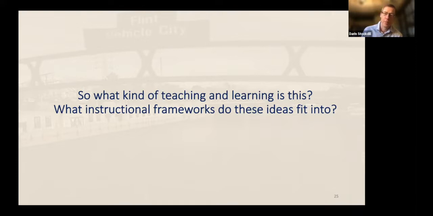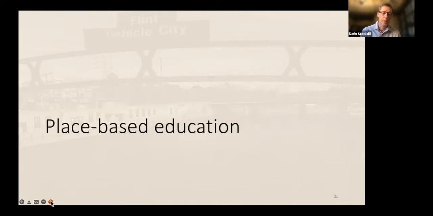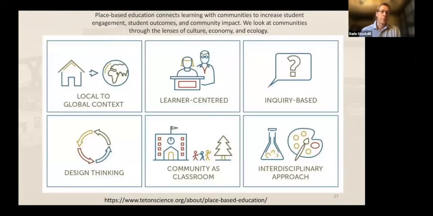So I'm going to jump in and talk just a little bit about the instructional frameworks that we're looking at here, and then we'll have a little bit more discussion. Place-based education has been around for a long time, certainly not a new idea. Many people are familiar with it, but many people still haven't had much experience with it. This particular model comes out of Teton Science, one of the national orgs doing a lot of really cool work in place-based education.